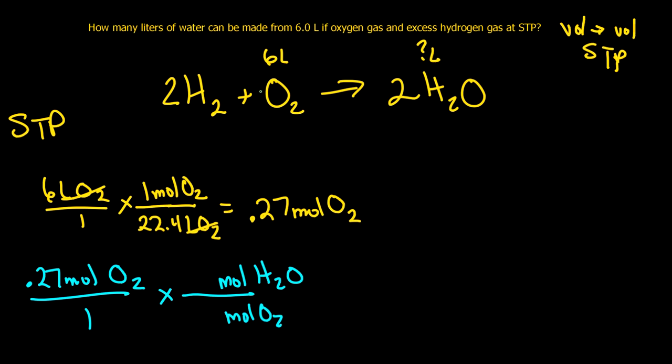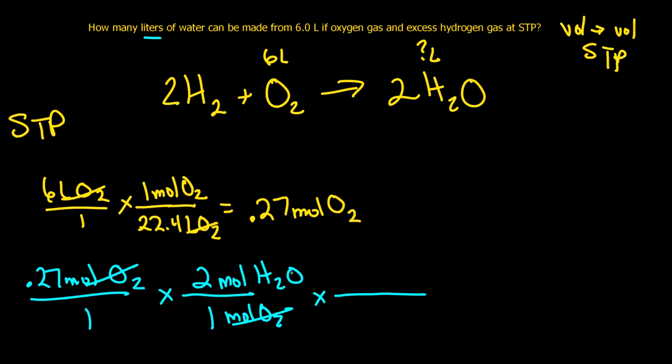There is 1 mole of O2 for every 2 moles of H2O. So moles of O2 cancel, leaves me with moles of H2O. But I don't want to stop at moles of H2O. I want to go on to liters. I need liters. So we continue our chain.